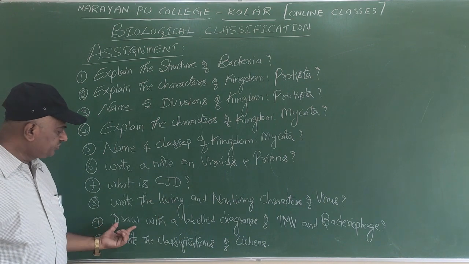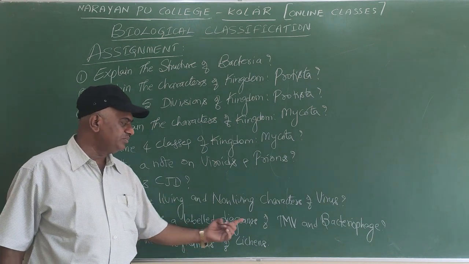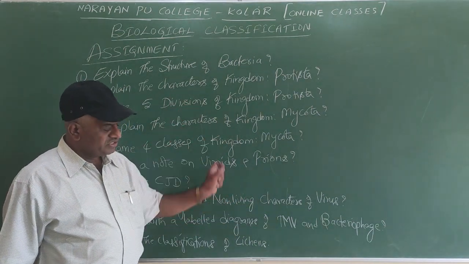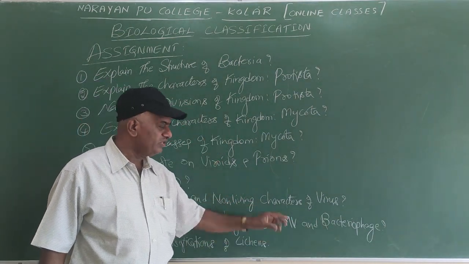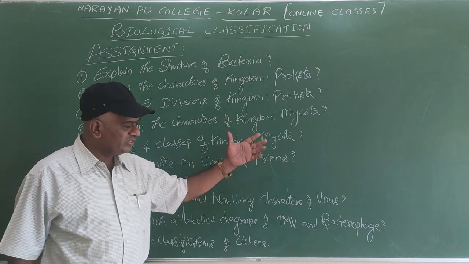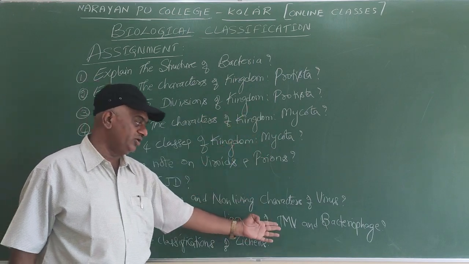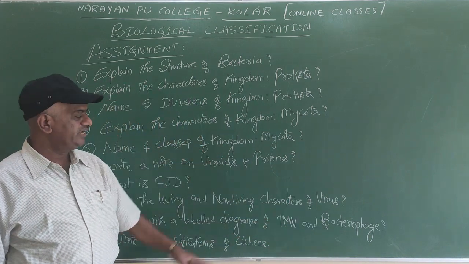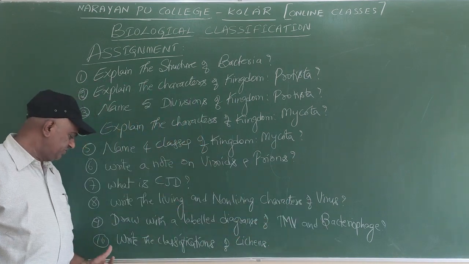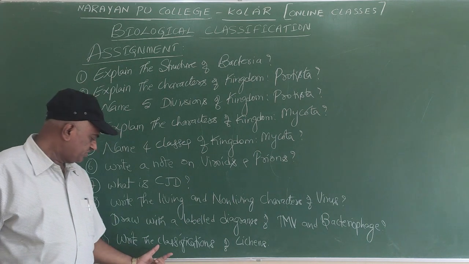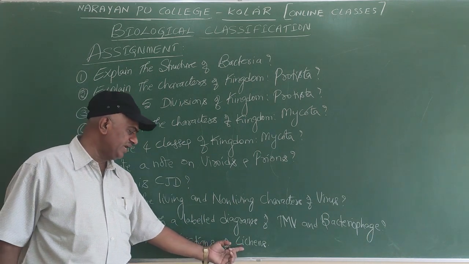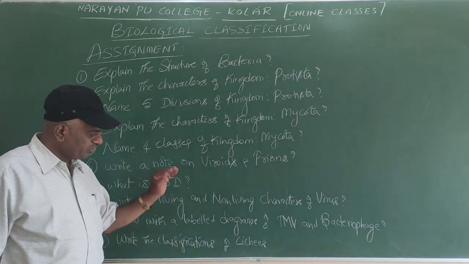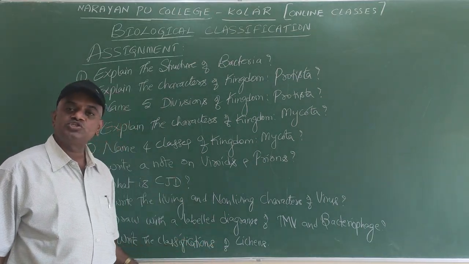Next, draw a labeled diagram of TMV. Here you draw the rod-shaped diagram, along with the enlarged section or portion. Next is the bacteriophage diagram, to be drawn and labeled. Next, write the classification of lichens. There are three classes, and you are going to write the classes with examples.